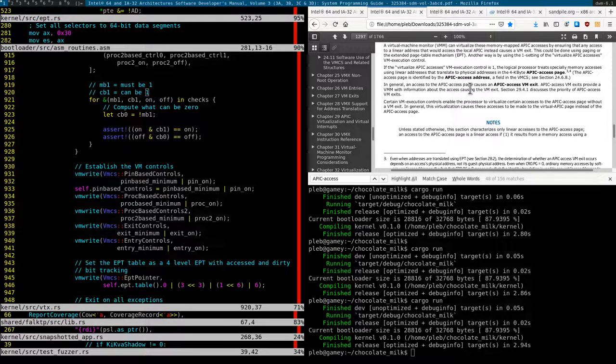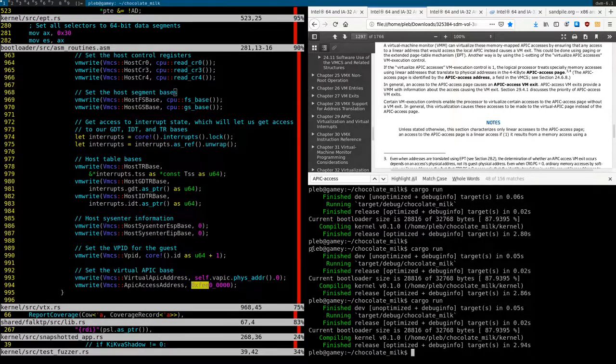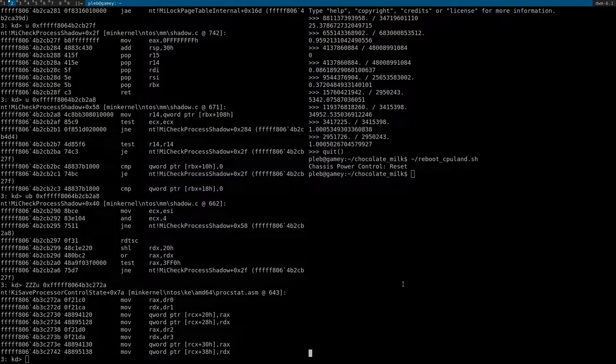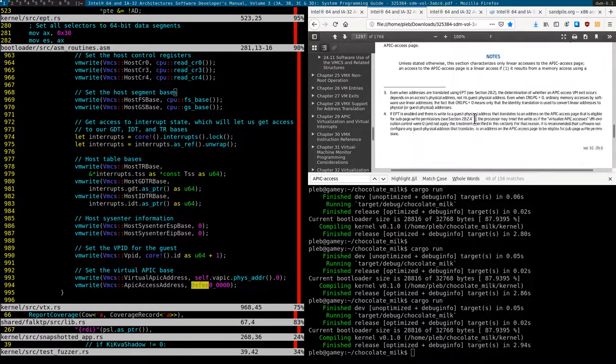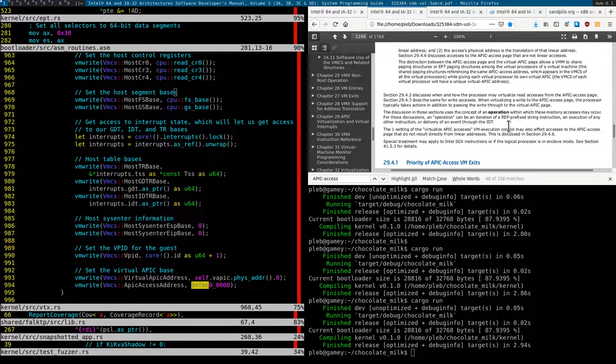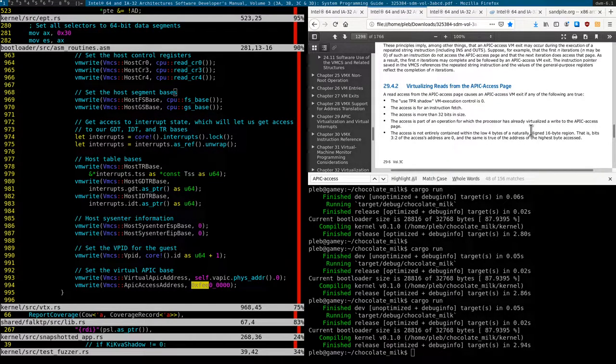So the APIC access is the physical page that needs to be mapped in. That'll get translated through EPT. That gives the physical address. That then gets hooked. So what actually gets virtualized?